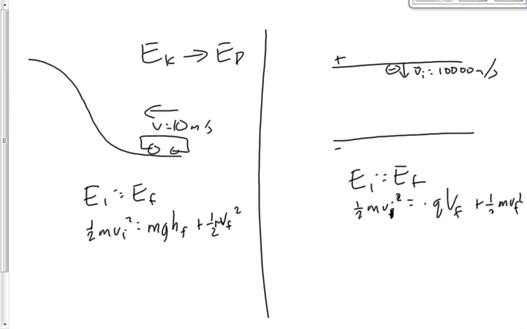So when a charged particle speeds up, automatically think car going down a hill. When a charged particle slows down, automatically think car going up the hill. You got that?